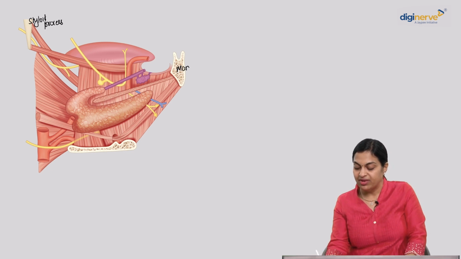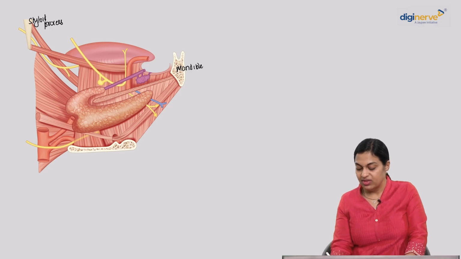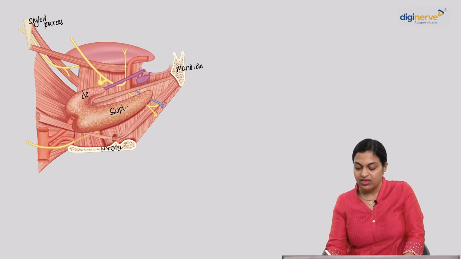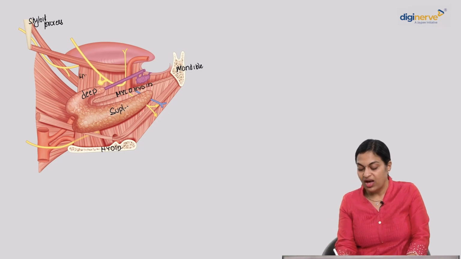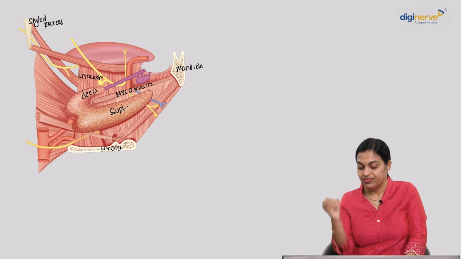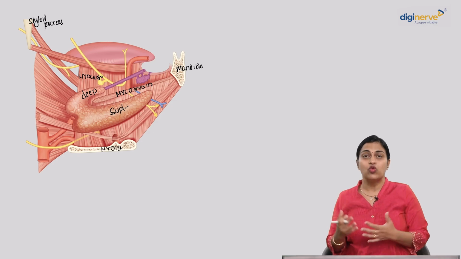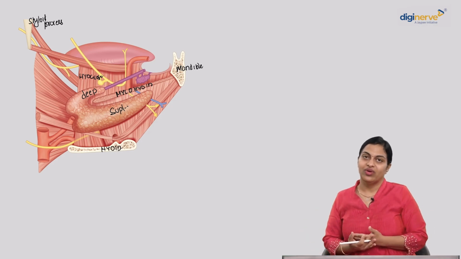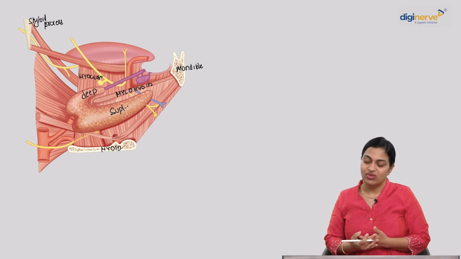This is our mandible. This is the hyoid. This is the superficial part. This is the deep part, the mylohyoid. This is the hyoglossus muscle. So you see the superficial part of the submandibular gland, superficial to the mylohyoid, and the deep part between the mylohyoid and the hyoglossus.